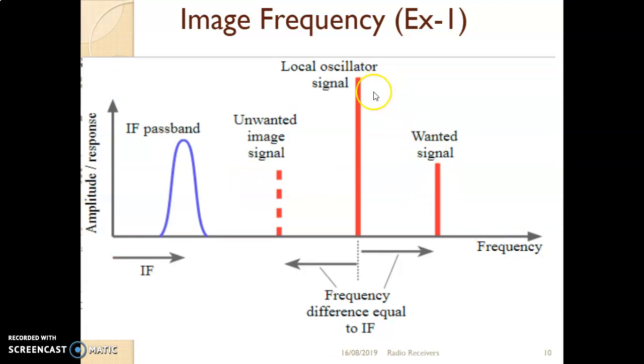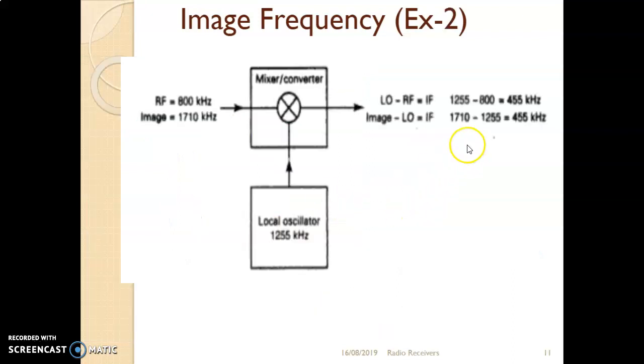So here you can see the image frequency will be producing a similar graph to that of the wanted signal, because they are both separated by the same distance, 60 kilohertz in the previous example. This is another example wherein you can see your RF is 800 kilohertz, local oscillator 1255 kilohertz. If you subtract, then your IF will be 455. There is another signal at the image, which is 1710 kilohertz. Local oscillator is still 1255. The output will still be 455 kilohertz. So you can see RF is different, image is different, but intermediate frequency is the same. These two examples are taken to understand the concept of image frequency.